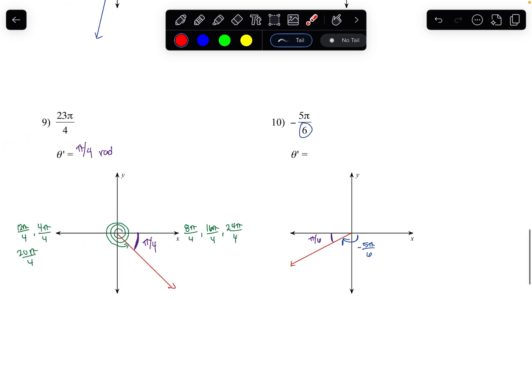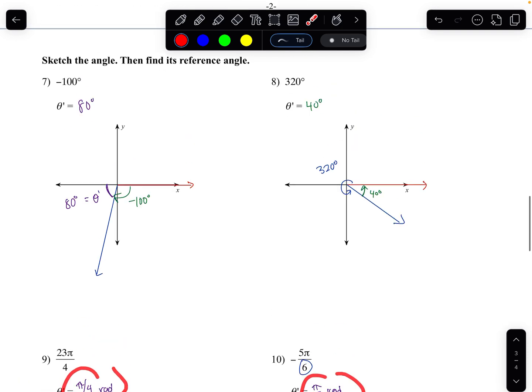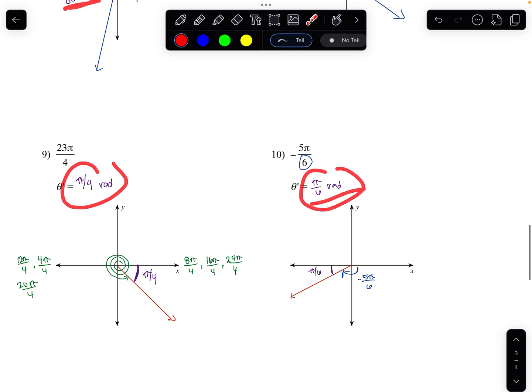All right, and there you go. And oh, I should probably write that down. So pi over 6. You don't have to write the RAD for radians, but you can. Just remember that the reference angles are always measured in positive, even if the angle itself is negative.